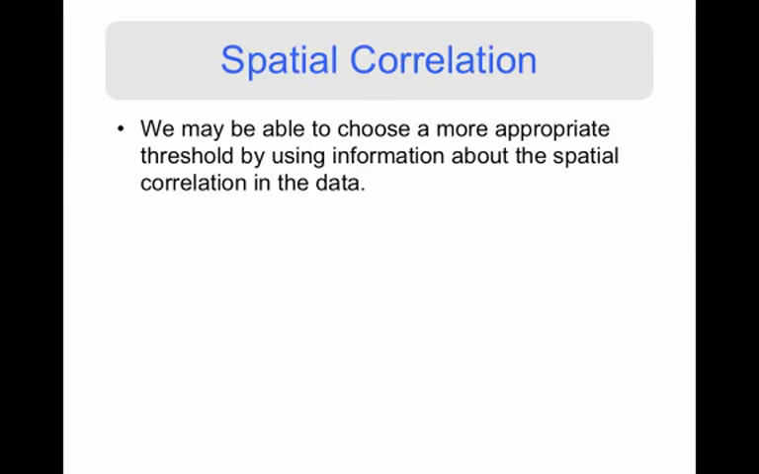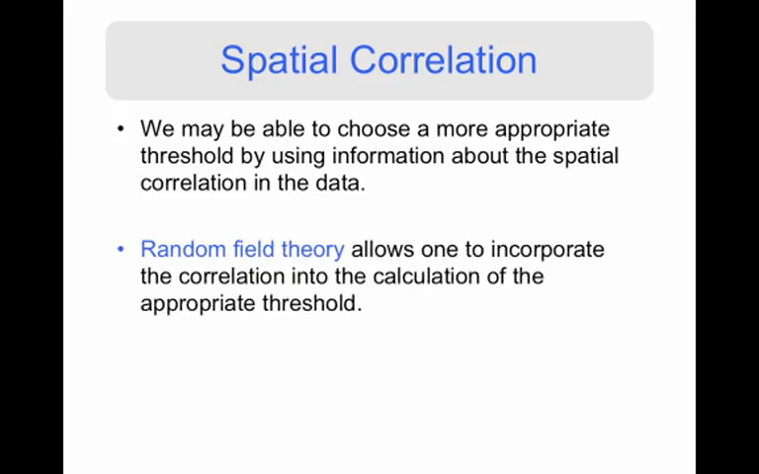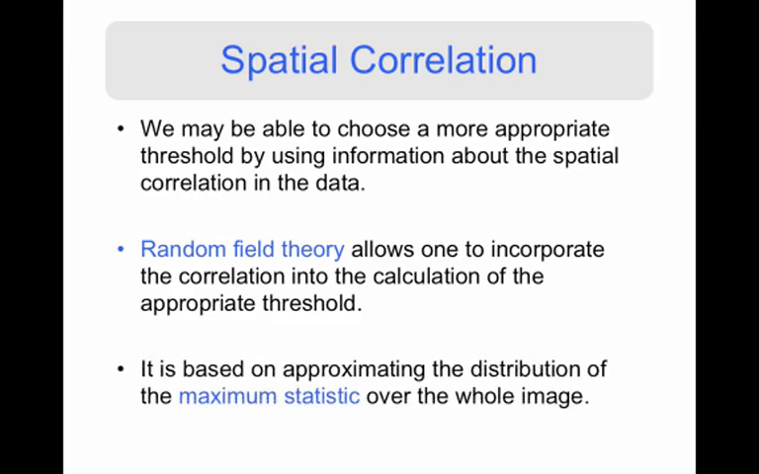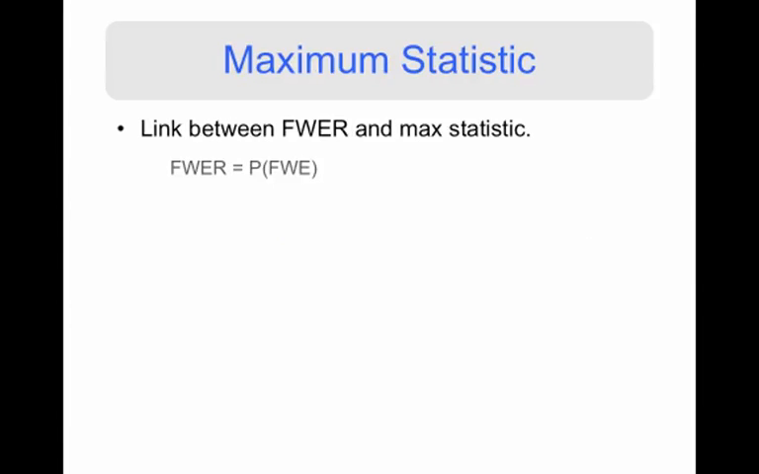So we may be able to choose a more appropriate threshold by using information about the spatial correlation inherent in the data. So random field theory allows us to incorporate the correlation into the calculation of the appropriate threshold. And what this is based on is approximating the distribution of the maximum statistic over the entire image. So what is the link between the family-wise error rate and the max statistic? Well, the family-wise error rate is the probability of getting a family-wise error. And this is simply equal to the probability that any t-statistic or test statistic exceeds u under the null hypothesis.